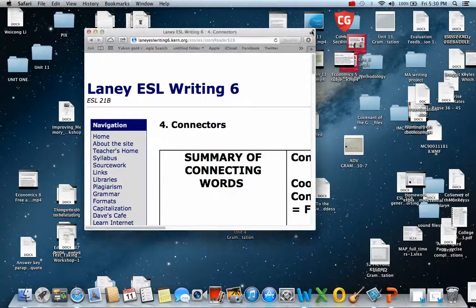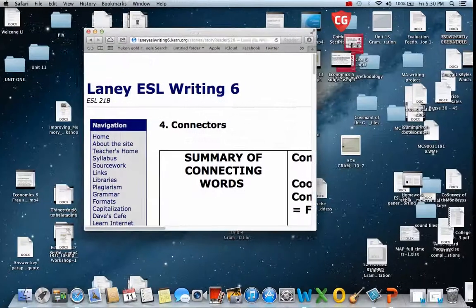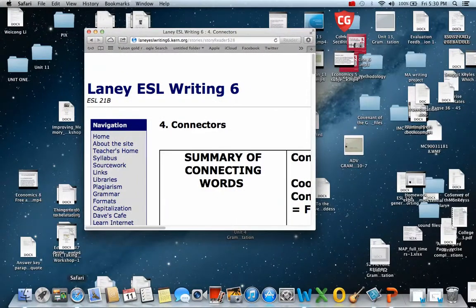Okay, this is your handout on different kinds of connecting words, which is probably a very useful thing now that we start to talk about adverb clauses. Before we look at this, I'll show you where you find this on your Moodle page.